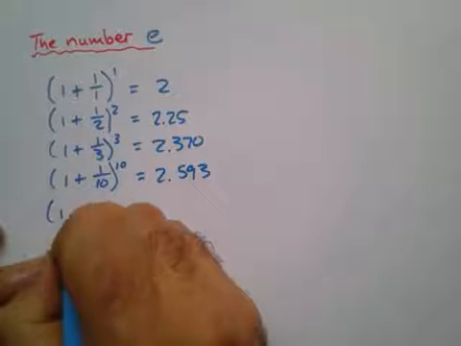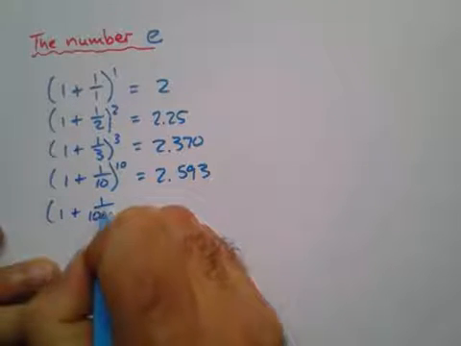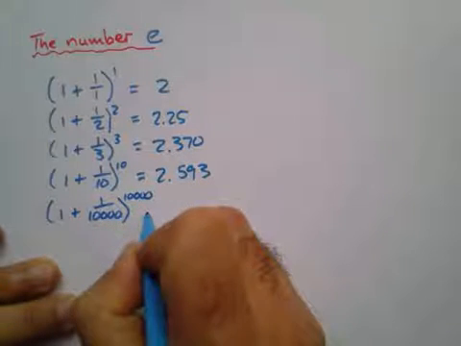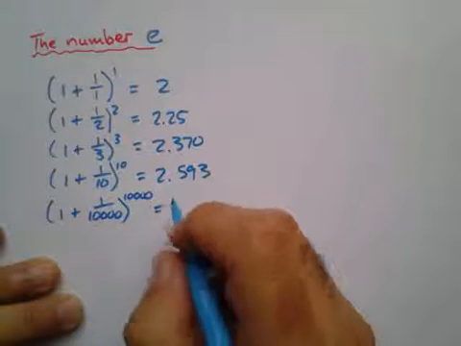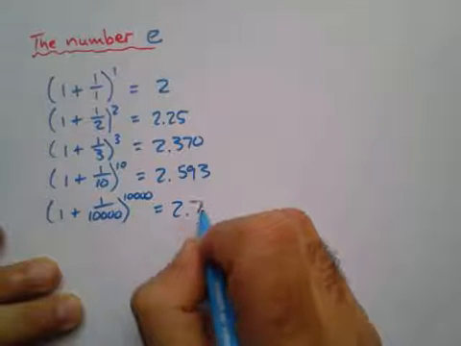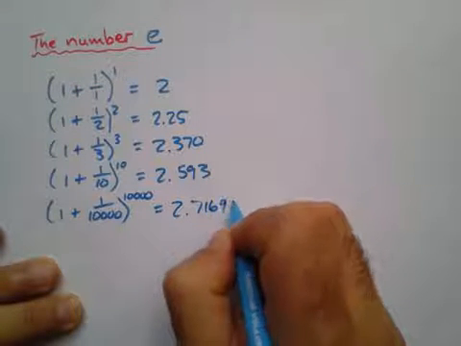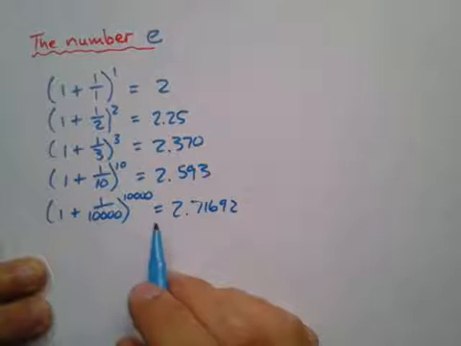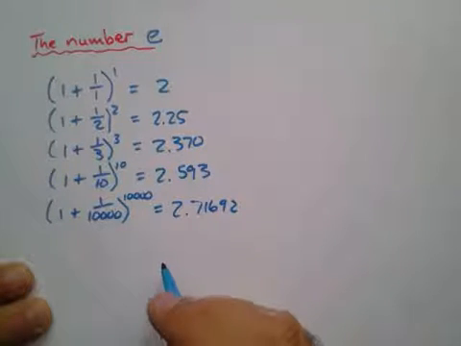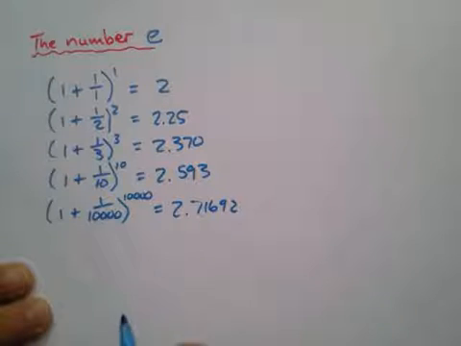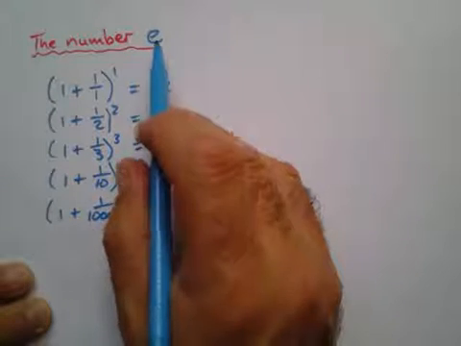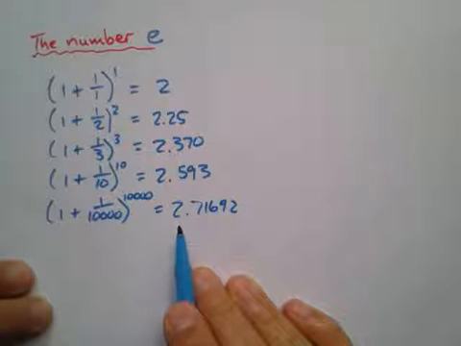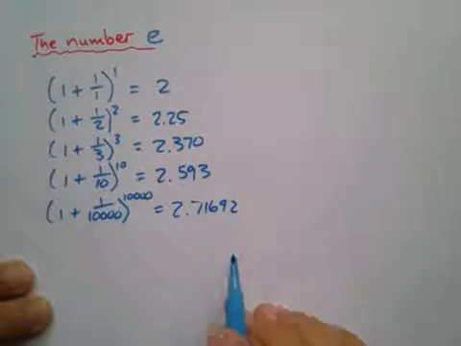I can say it happens every second, or 10,000 times. And what happens is this value becomes 2.71692. And the more I do it, the bigger I make this value, the closer and closer I'm going to get to Euler's number. So that e is called Euler's number, but it's just a normal number on the number line with very special properties.